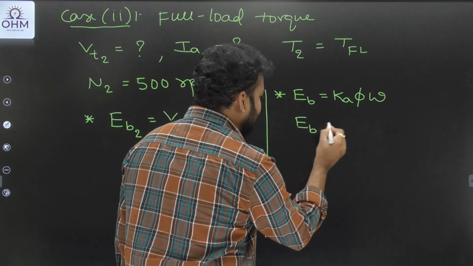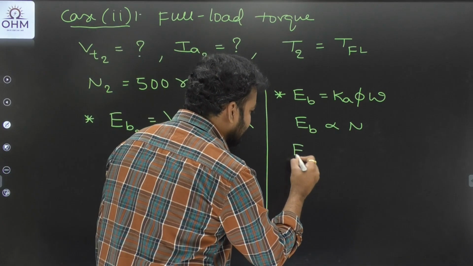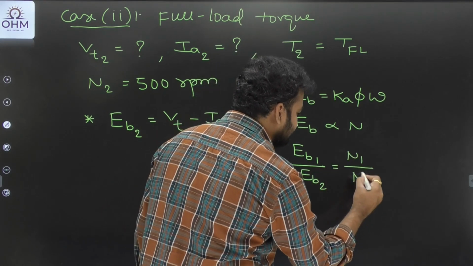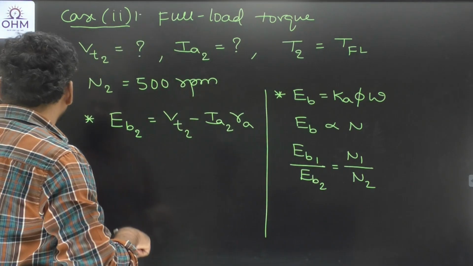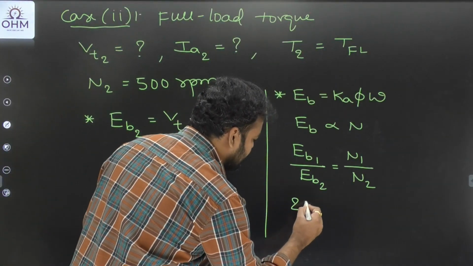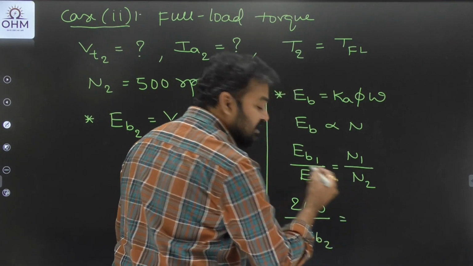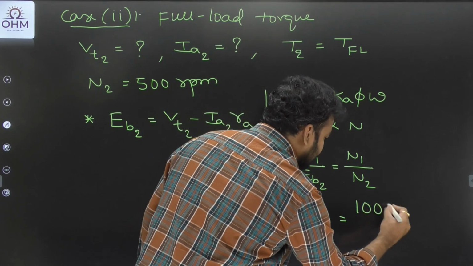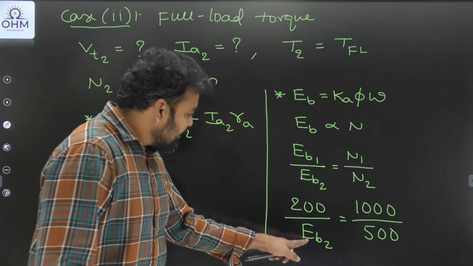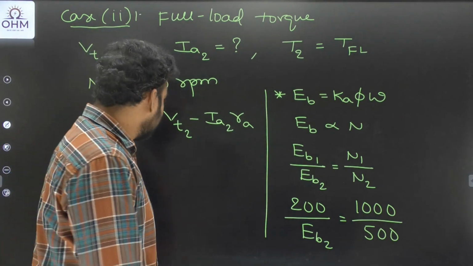Therefore, back EMF will be proportional to only speed. If back EMF is only proportional to speed, can I write EB1 divided by EB2 is equal to N1 divided by N2? Simple. What is EB1? That is the first case back EMF. We already calculated it: in the first case the back EMF is 200 volt. So I can use that. 200 over second case back EMF, which we don't know, is equal to the first case speed, the no load speed, 1000 rpm, over the full load speed, 500 rpm. So solving this, I will get EB2 is exactly half of 200, that is 100 volt.